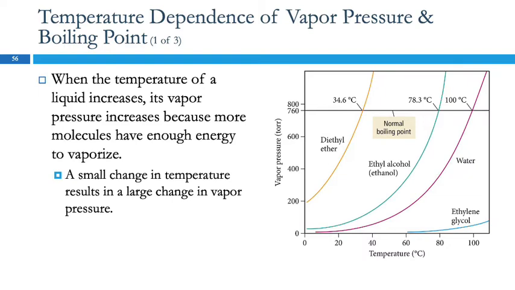And this is a graph showing vapor pressure versus temperature. Here's water. As you heat water up, the vapor pressure increases. Diethyl ether, ethanol, ethylene glycol. That's what's in the antifreeze. So you can have a small change in temperature resulting in a large change in vapor pressure.